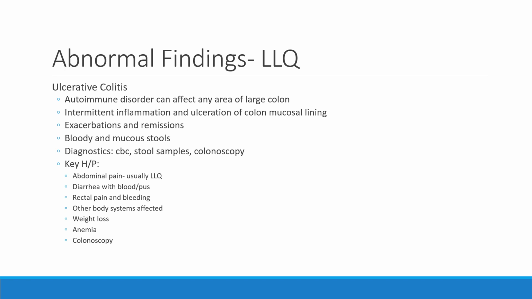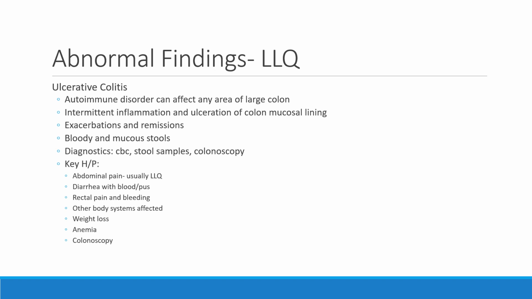Ulcerative colitis is another autoimmune disease. This can affect any area of the large intestine. This is one of the inflammatory bowel disorders along with Crohn's disease. But the difference is with ulcerative colitis, we only see it in the large colon, whereas Crohn's disease can affect any area of the GI tract. So this causes intermittent inflammation and ulceration of the colon mucosal lining. So it's not all of the layers of the GI tract, it's the colon mucosal lining. It does have exacerbations and remissions. Patients can have bloody or mucousy stools.